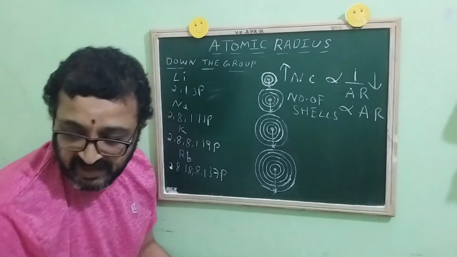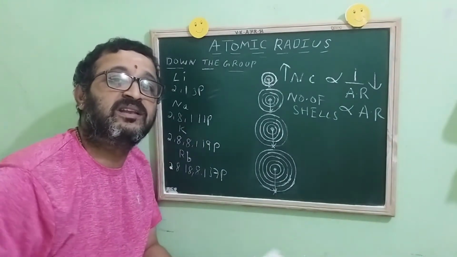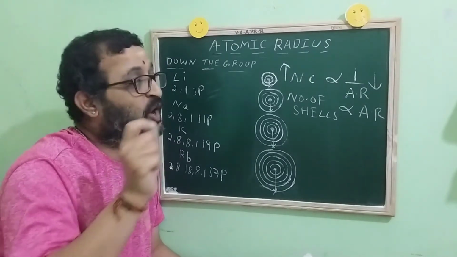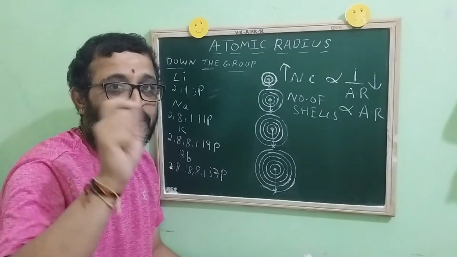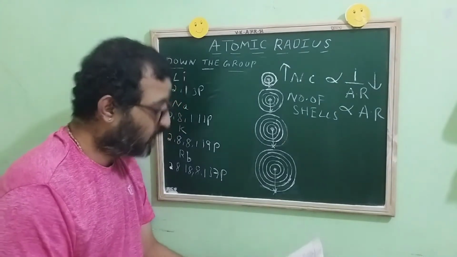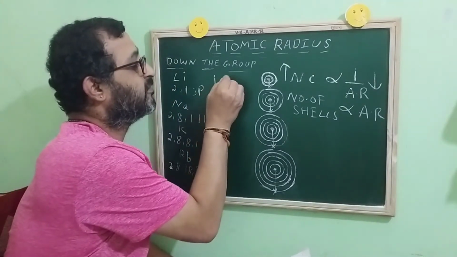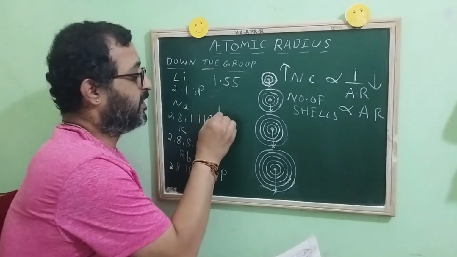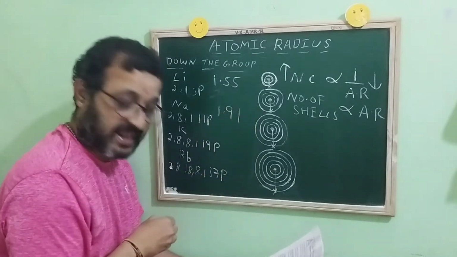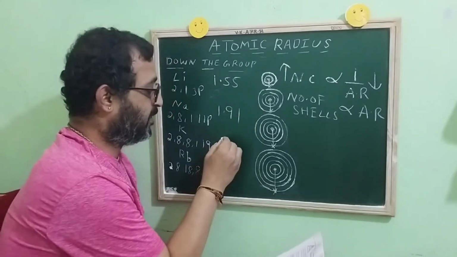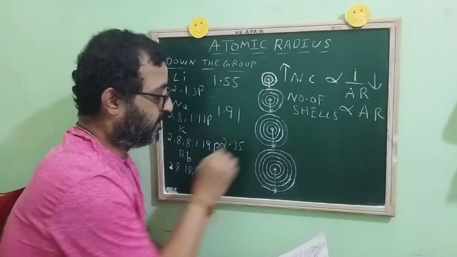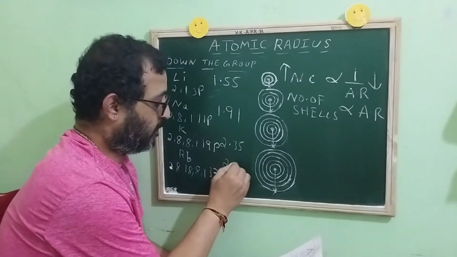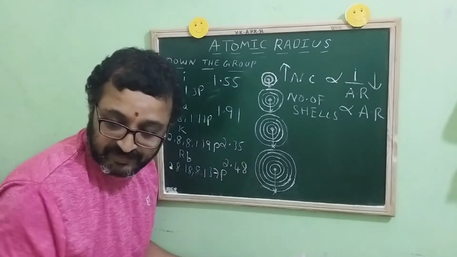Now children, we'll see what is happening to the atomic radius of these elements by observing the values. One thing I would like to tell is that I am writing the values just to make you understand. No need to remember these values for the board exam, right? Now, lithium is 1.55 Angstrom units. Sodium is 1.91, potassium is 2.35 and rubidium is 2.48.